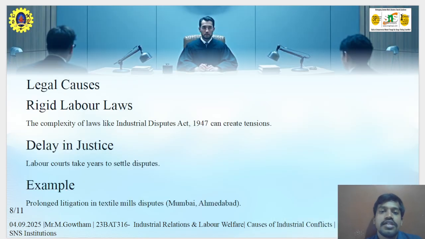Legal reasons, like rigidly following the labor laws, the Industrial Disputes Act. Then delay in justice, when you have to go to court or approach a judge or any kind of mediation work, they were not providing justice, or they didn't consider the employee's situation. Those will be followed by justifications, and delay in justice.